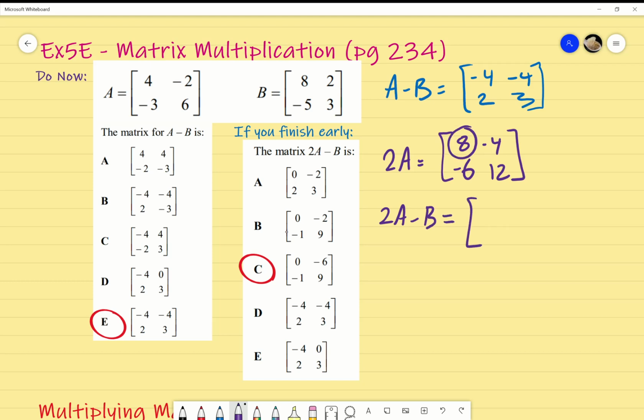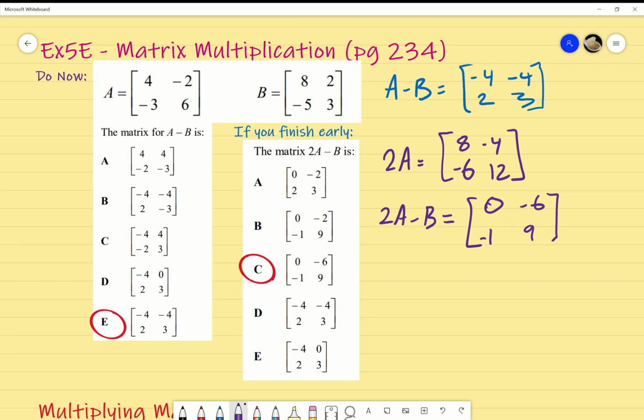8 minus 8, so that's 0. Negative 4 minus 2, which gives me negative 6. Negative 6 minus 5, or in other words, negative 6 plus 5, which gives me negative 1. And finally, 12 minus 3, which gives me positive 9. As per usual, you're more than welcome to use a calculator for this step.